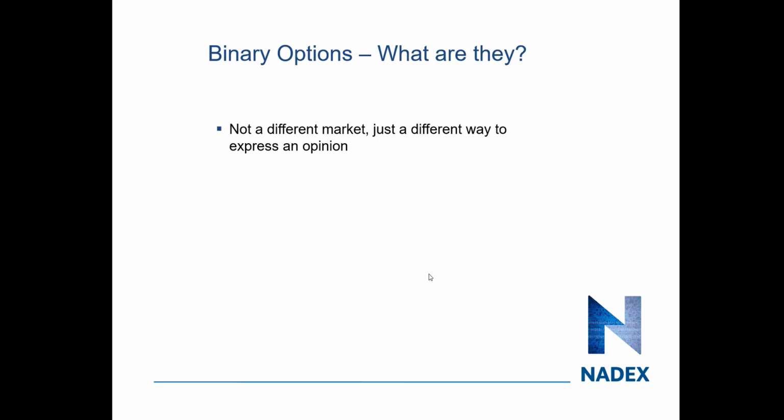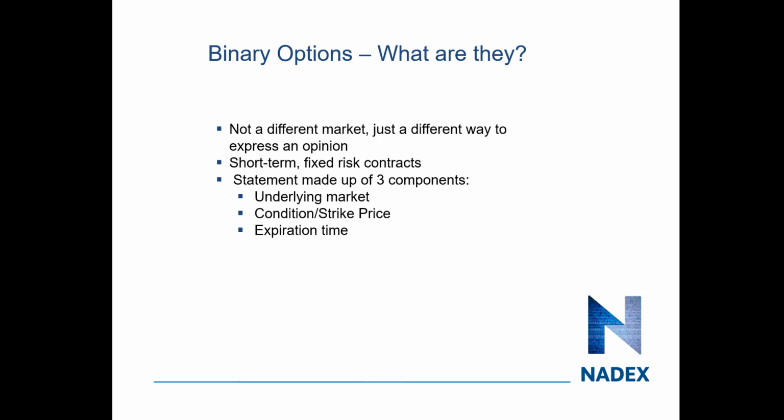So don't get too confused or think that this is too exotic. 99% of what you know about trading is going to remain the same for how you're trading now, with a couple of nuances. And I'll talk through those when we get into the platform here in a little bit. So binary options are short-term fixed risk contracts. And again, a lot of these points should become clearer when we start taking a look and placing a few of the sample trades. They're basically a statement made up of three components. There's an underlying market, so it might be like the E-mini S&P, it might be the mini NASDAQ, oil, gold, currencies. There's a condition or a strike price, and there's an expiration time.